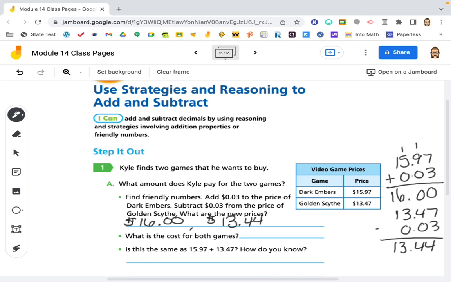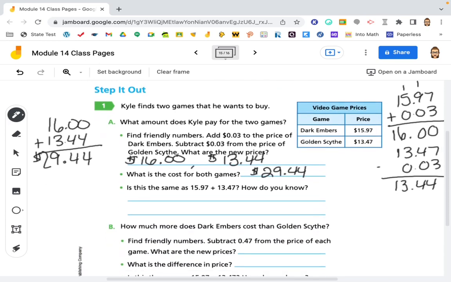So this is what is the cost for both games. Well, I would add them together. So I would have $16 plus $13.44. So we have the 44 and then $29. It's $29.44. Is this the same as 15 and 97 hundredths plus 13 and 47 hundredths?